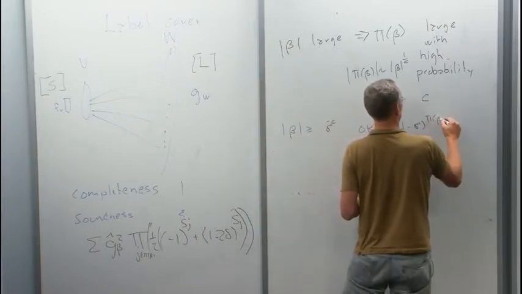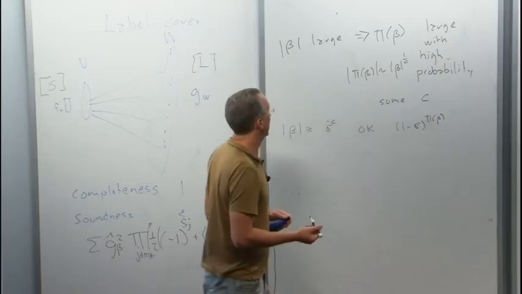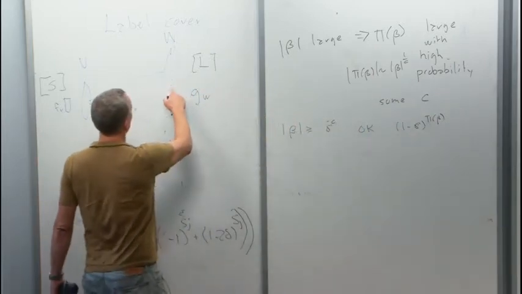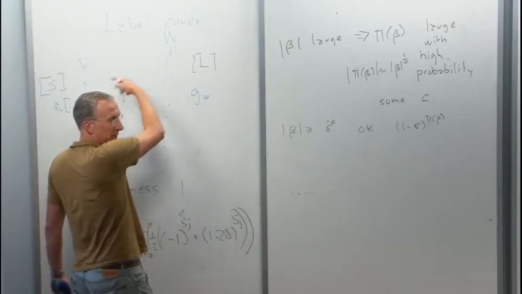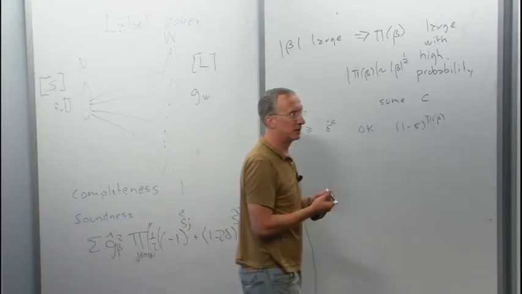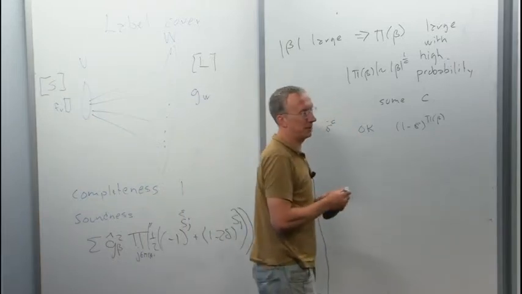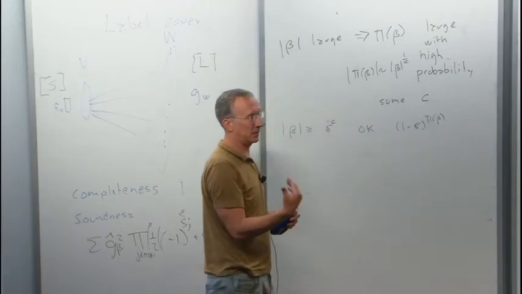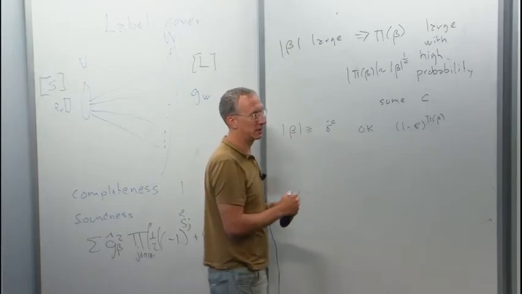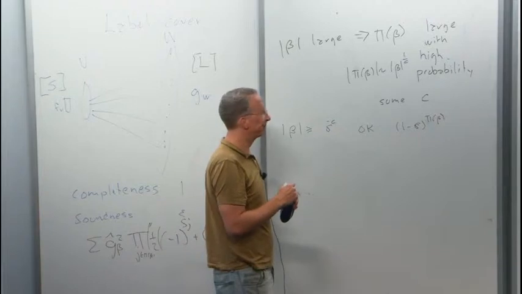When you say with high probability, you mean probability over the choice of U or V? You fix the V here, and then you look at the probability over a random U. And then for all large beta, the probability for this particular beta that it will project onto something extremely small is very unlikely.